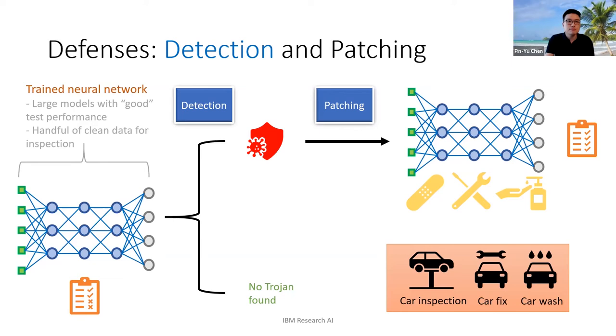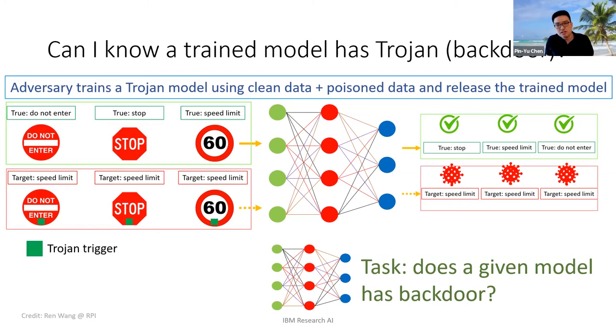Let me emphasize the scenario again. The adversary trains a Trojan model using their own clean data plus some poison data to embed the Trojan, and then releases only the trained model, but not the data. This is an example of traffic sign detection where the trigger pattern is a green square, and every data with this green square will be classified as a speed limit. As a user, you are given these trained models. So how do we know whether a given model has a backdoor or not?